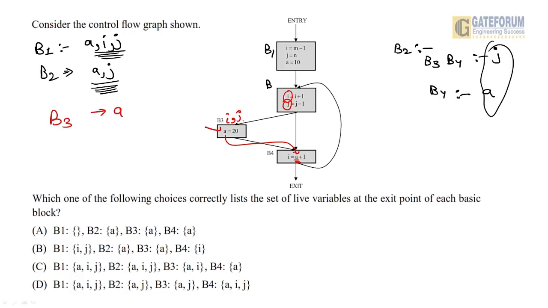Okay, now you can see the value of I is going to update here without using the previous value, means the value of I is not used here, it is updated. Modified means I is not live. But you can see from this we can again go to B2, and here what we can say, we can use the value of J, the previous value of J before modification. So J is also live. So what we can say, A and J is live.